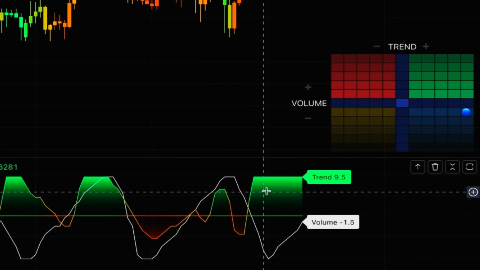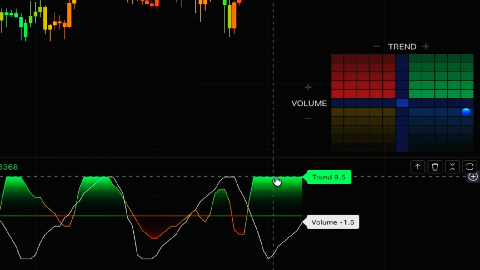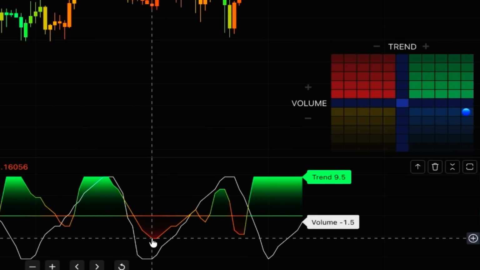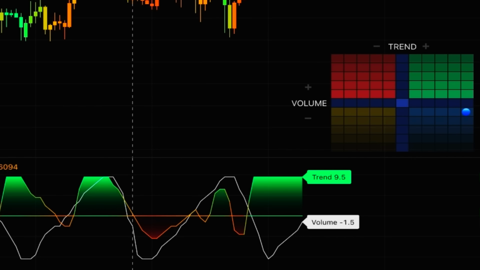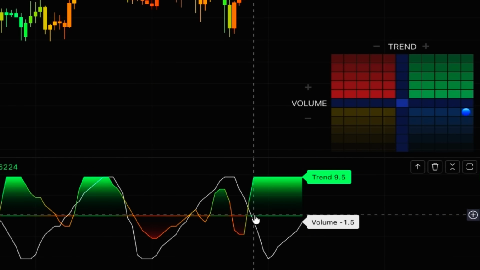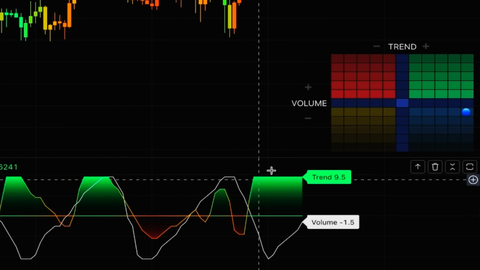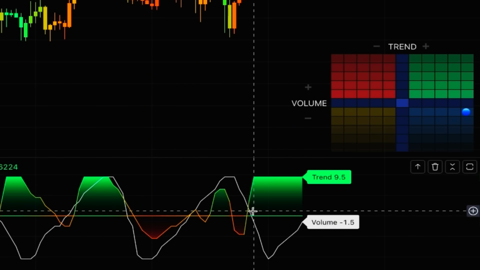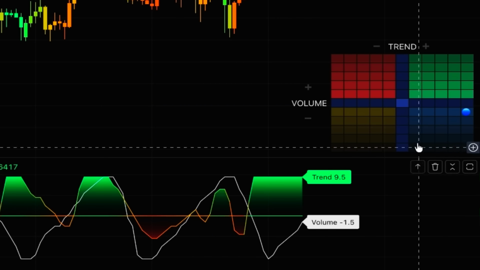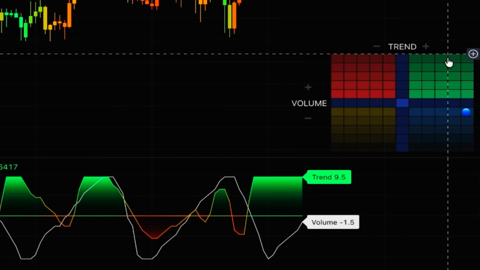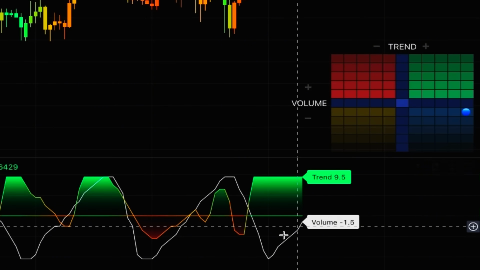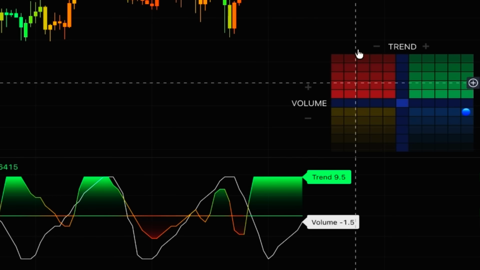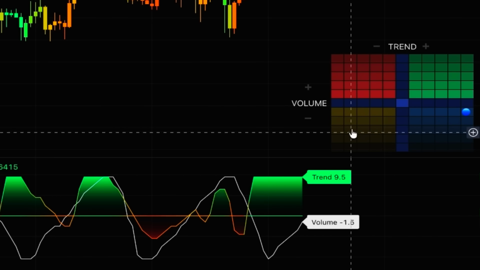When it is above the center line, we have greater upside momentum, so the price is advancing. And when it is below the center line, we have greater downside momentum, so the price is declining. Depending on the level of the line above or below the center line, we have this circle placed left or right. When the trend line is above the center line, the blue circle is in this part of the box, the green segment and blue segment. And when the trend line is below the center line, we will have the blue circle here in this part of the box in the red segment and yellow segment.